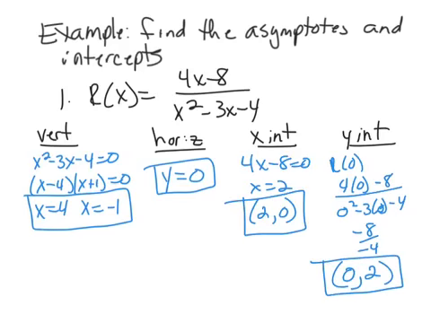Now, if the numerator were a second degree function, you might have 2 x-intercepts. But you'll always have just one y-intercept because you're evaluating the function, and for it to be a function, you can only have one output for every input. So that's the basic premise of what we do to find asymptotes and intercepts.